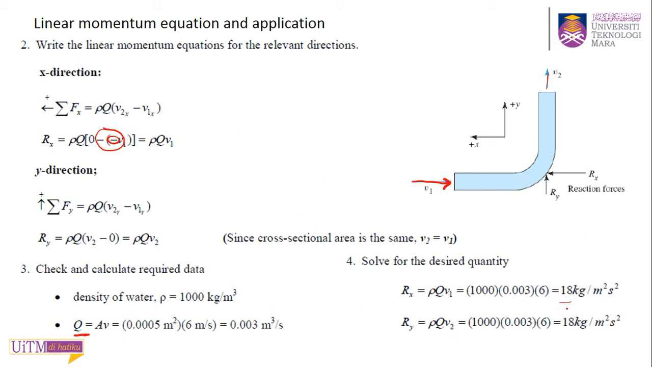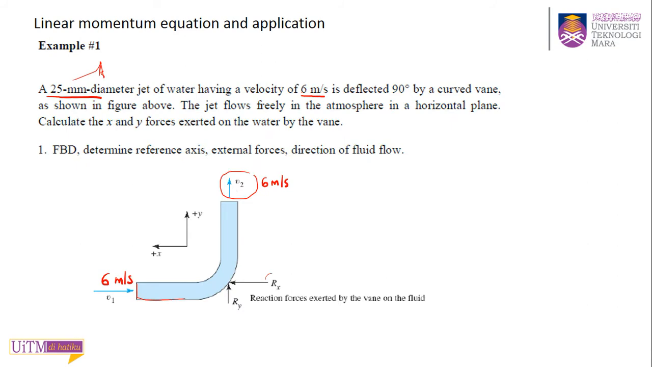It is 18 kg per meter second squared. Ry is the same. If they ask you to find the total resultant force, you need to add these: 18 squared plus 18 squared, the square root of that is 18. So that's an example.